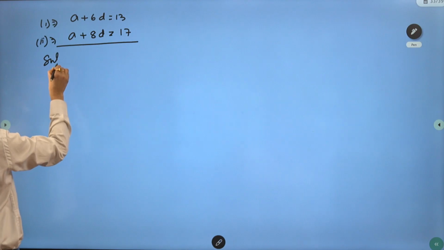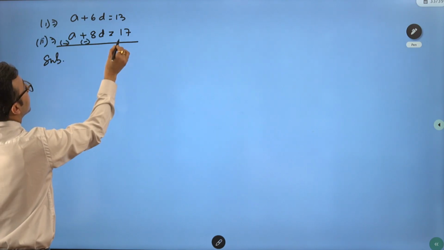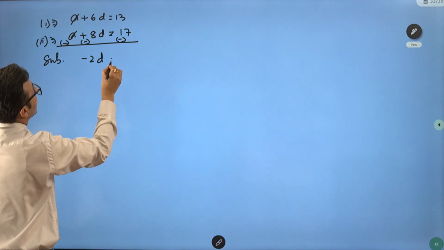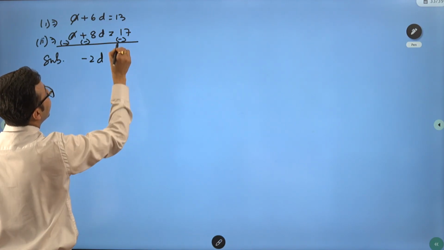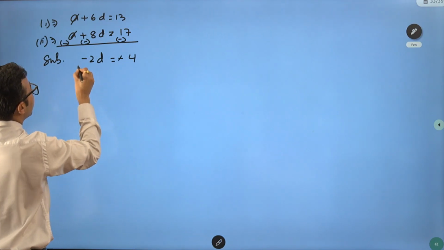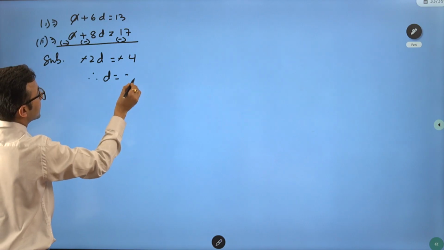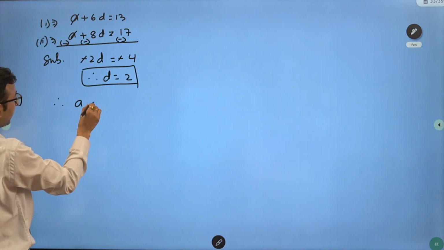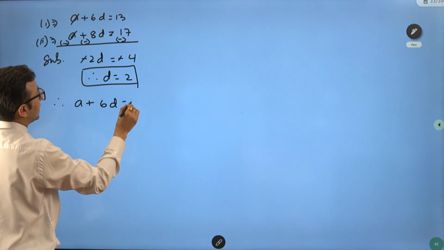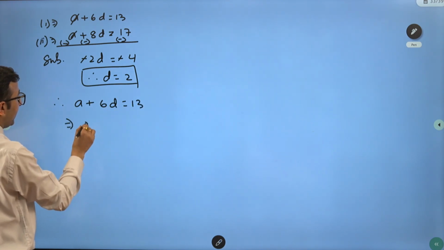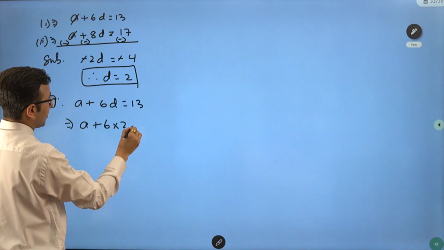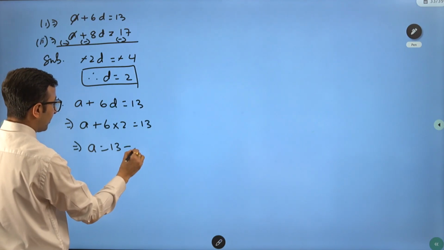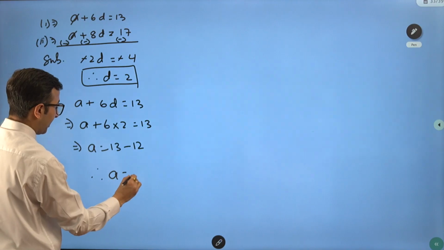We'll use subtraction. The a will be out. 6 minus 8 is minus 2, is equal to 13 minus 17, which is minus 4. This will be removed, therefore the common difference is 2. So we will use one of the equations. Let's take the first equation itself, a plus 6 into 2 is equal to 13, which implies a is equal to 13 minus 12. Therefore the first term is 1.